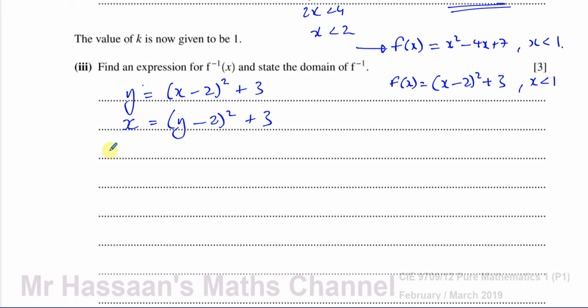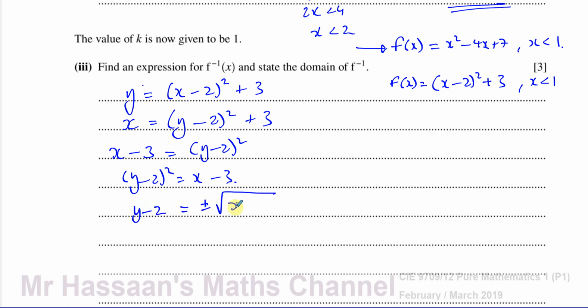So first of all, I'm going to subtract 3 from both sides. So I have y minus 2 squared equals x minus 3. Now I know that if I square something and I get x minus 3, then that thing could have been either the positive or negative of the square root of x minus 3.